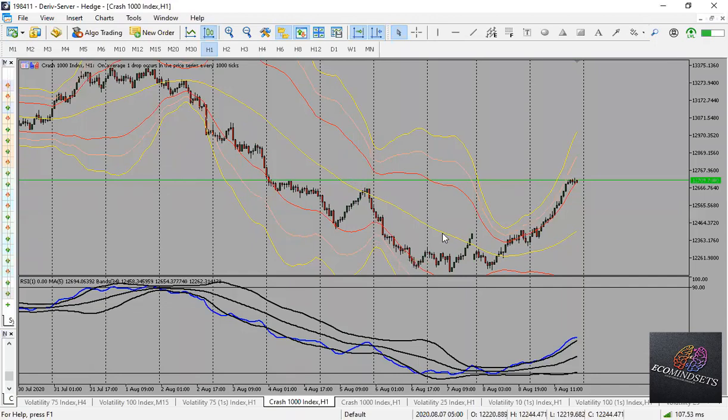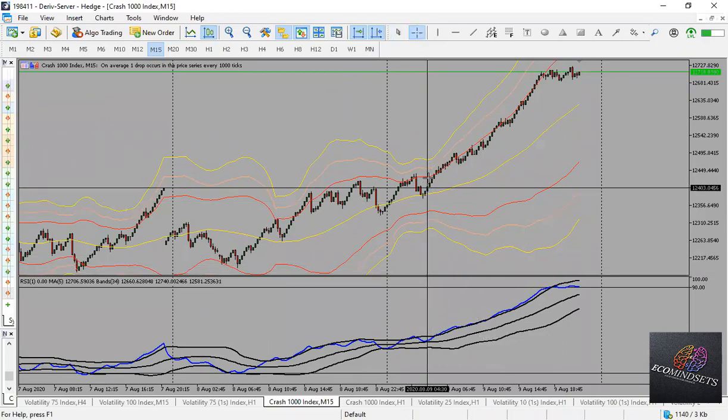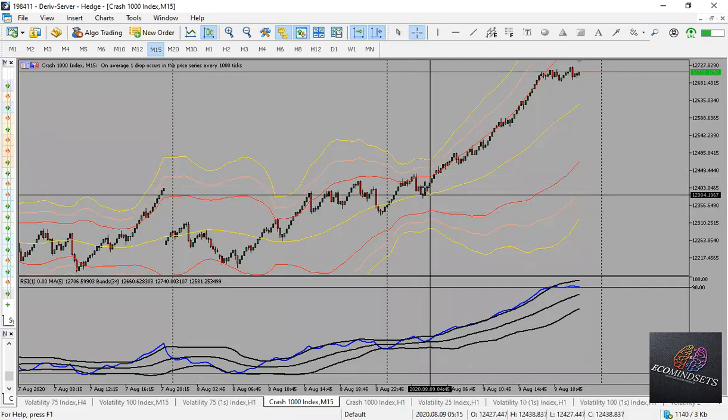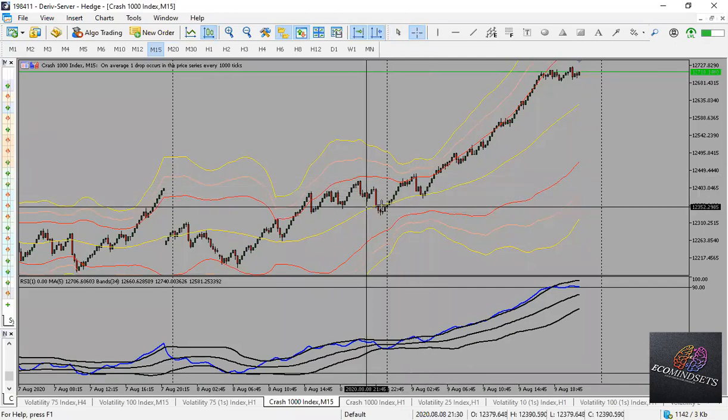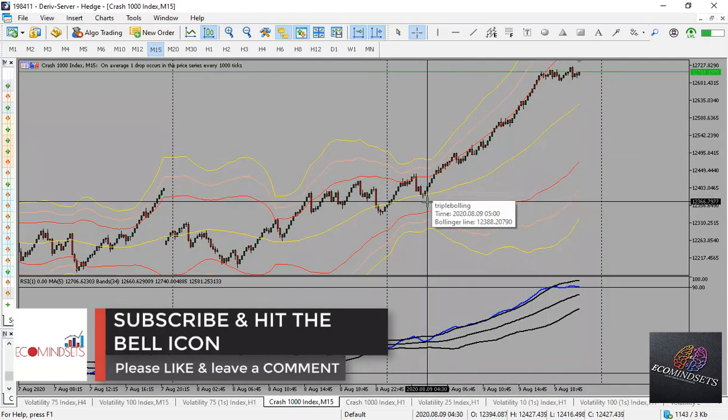Today I know we are in an uptrend, so I will only look for opportunities that give me an uptrend. On H1, I don't have any opportunity giving me an uptrend, so I can go to 15 minutes and see if I will get any opportunity. On 15 minutes, you can see here that the middle Bollinger Band serves as a support level.